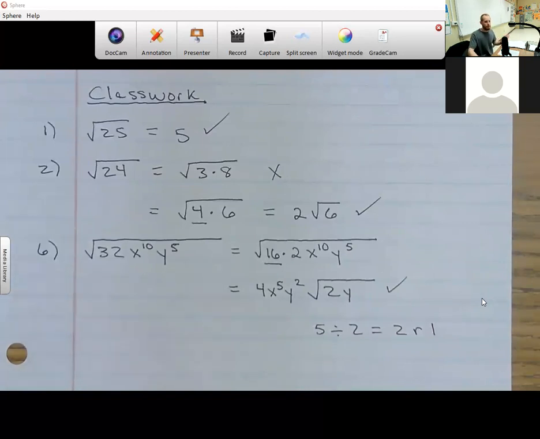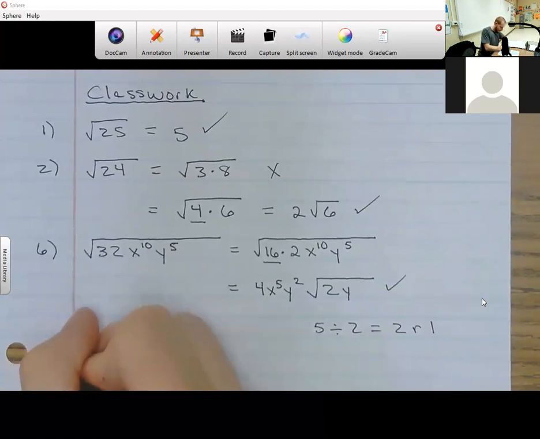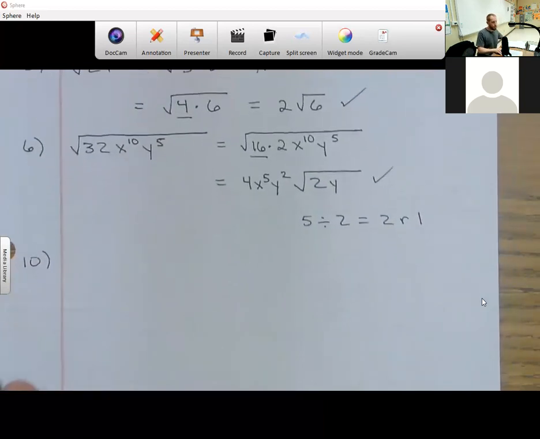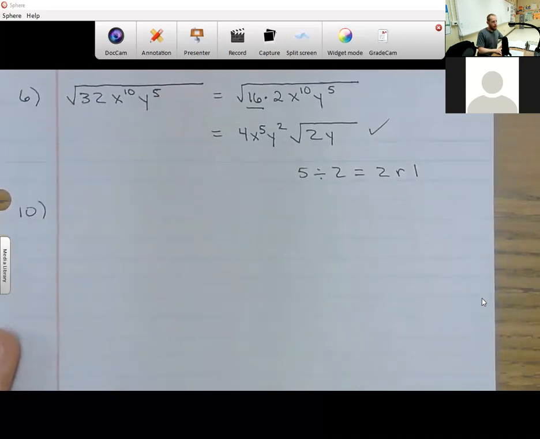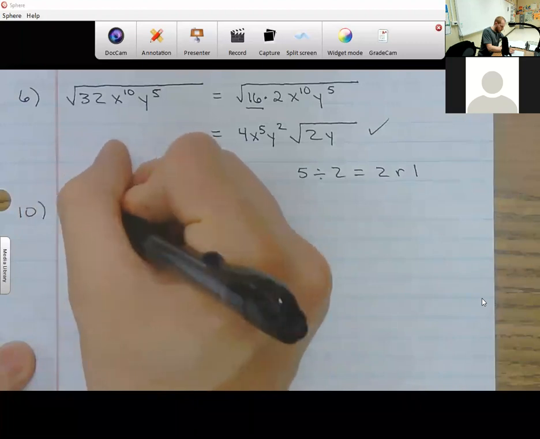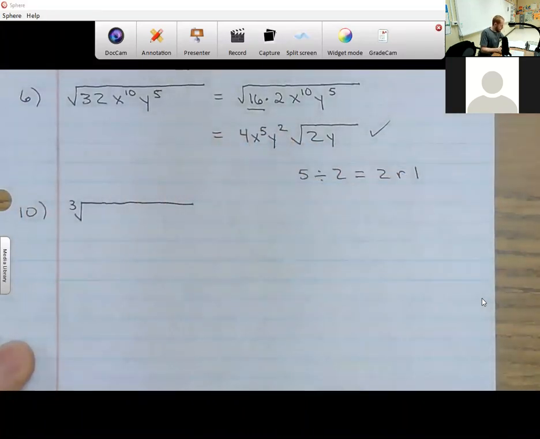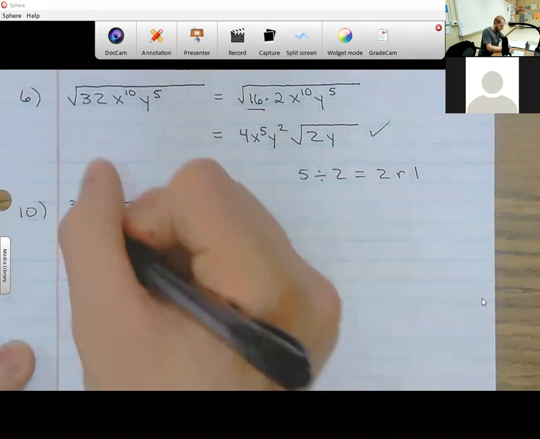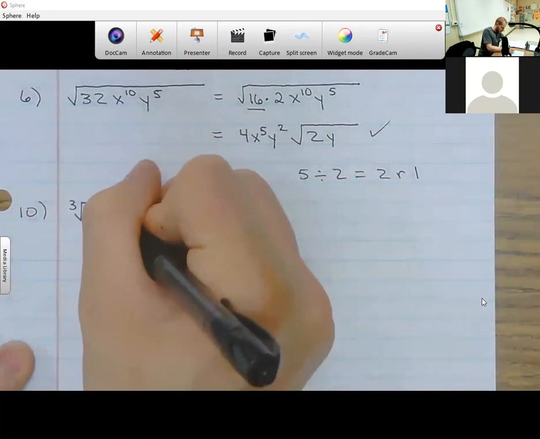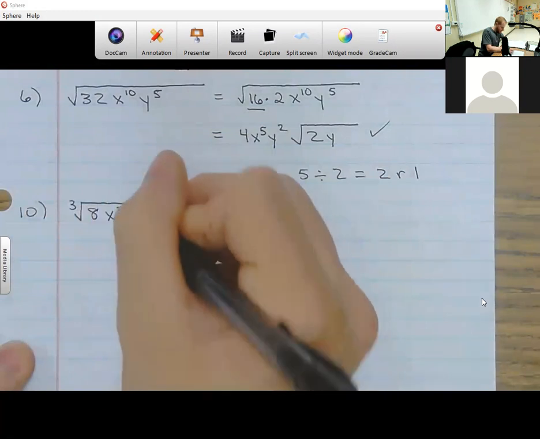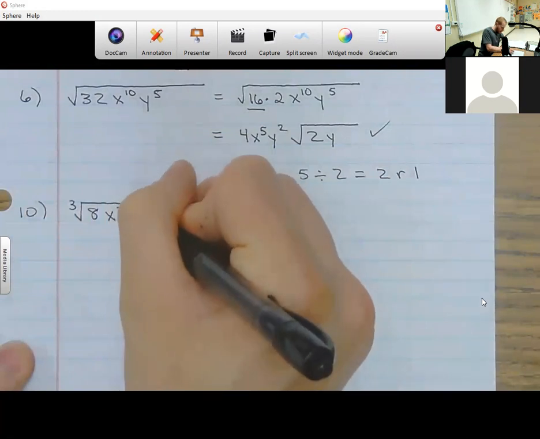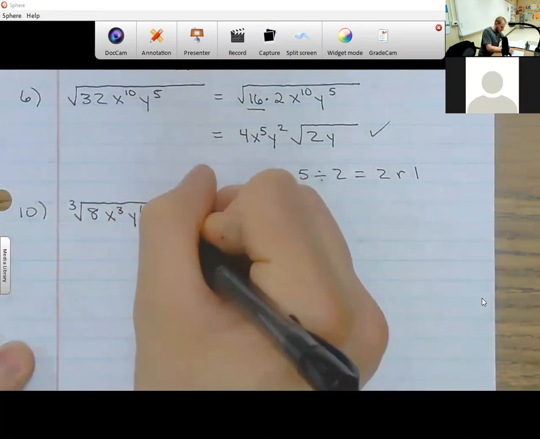Okay, and let's do the hardest problem together so we can just get that out of the way. Let's talk about number 10. Number 10. Scoot my paper down a little. Number 10 says cube root of what? Cube roots are a little bit more complicated. So let's see. 8x cubed, y to the 6th power, and z to the 8th power.